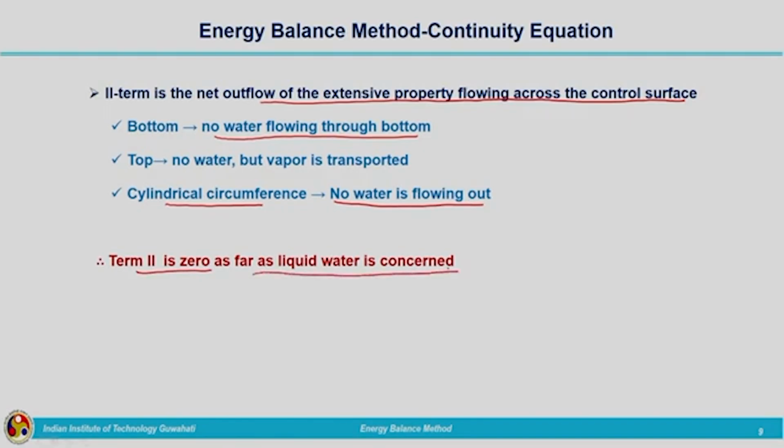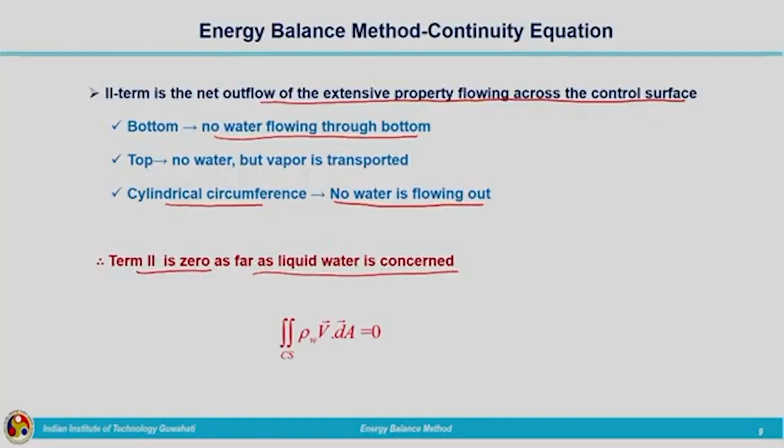We were separately considering water and vapor, and in the case of water, the net outflux of the extensive property, that is the mass of liquid, across the control surface is 0. That is, the integral of rho_W V dot dA is equal to 0.